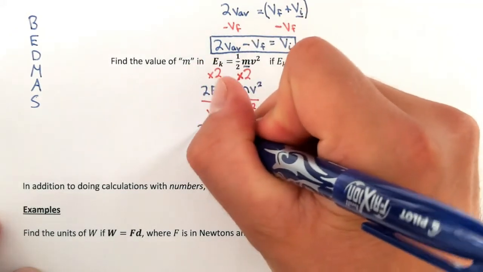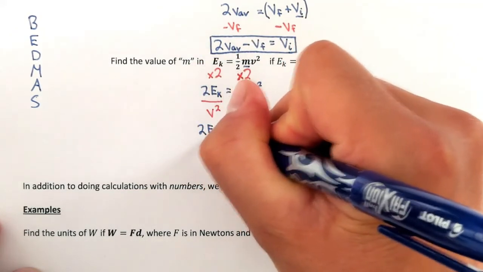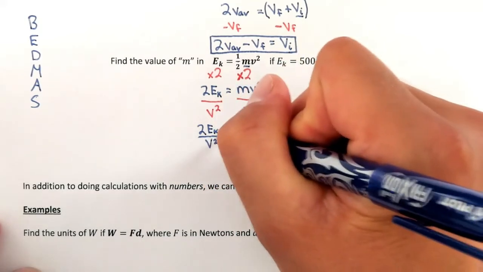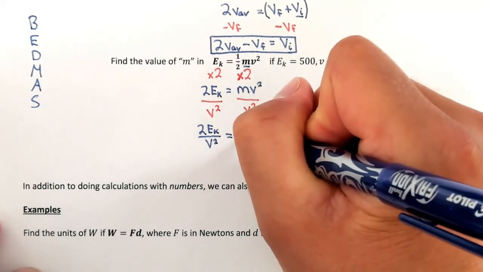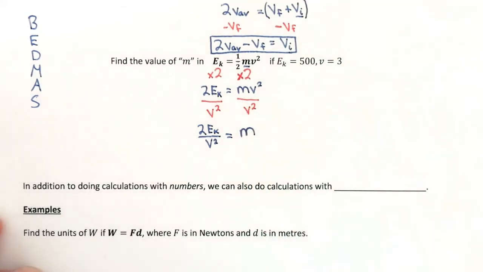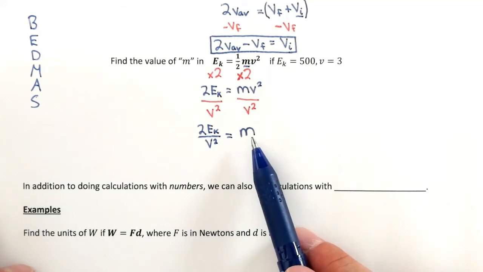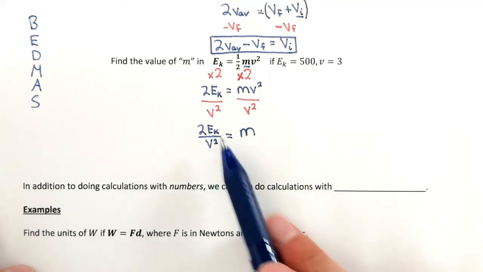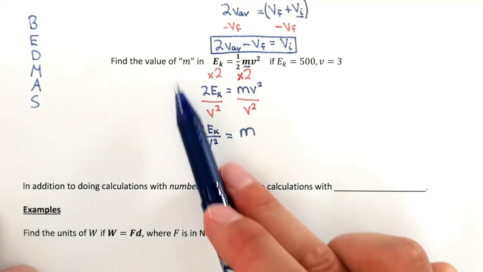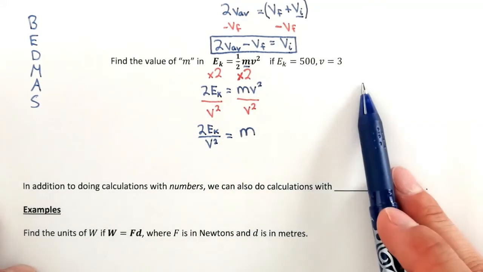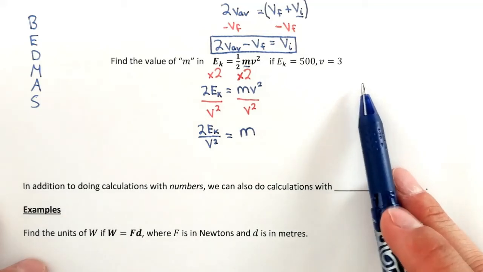That gives me 2Ek over v squared equals m. So at this point, I've successfully isolated m. Now what I'm going to do is just plug numbers in here to figure out the value of m. And I'll just rewrite this equation up over here so you can see me do that.